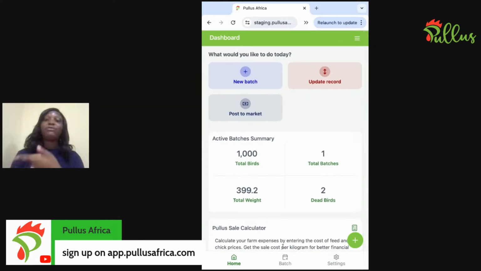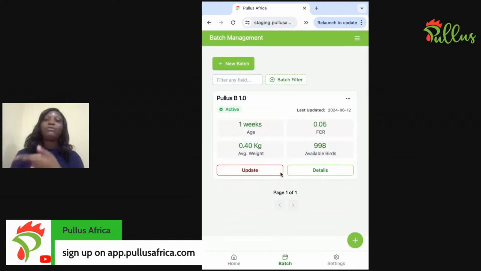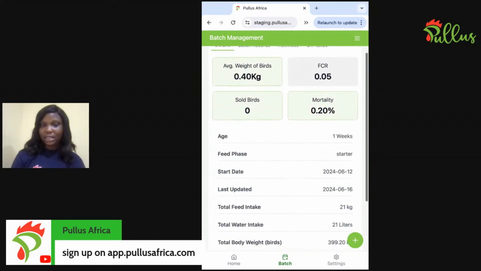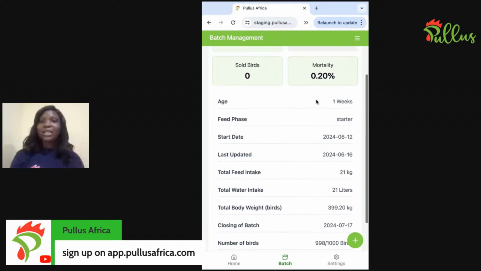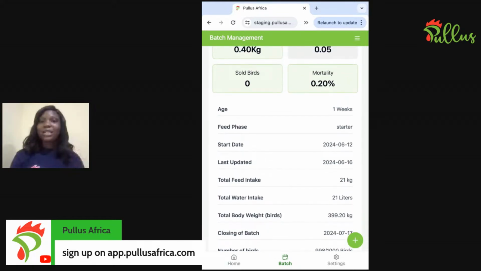Now if I take you back to batch, which is this, you can view the details, right? You can now see here number of birds. You now have 998 birds left because you had 2 mortalities. So this calculates everything accurately for you.